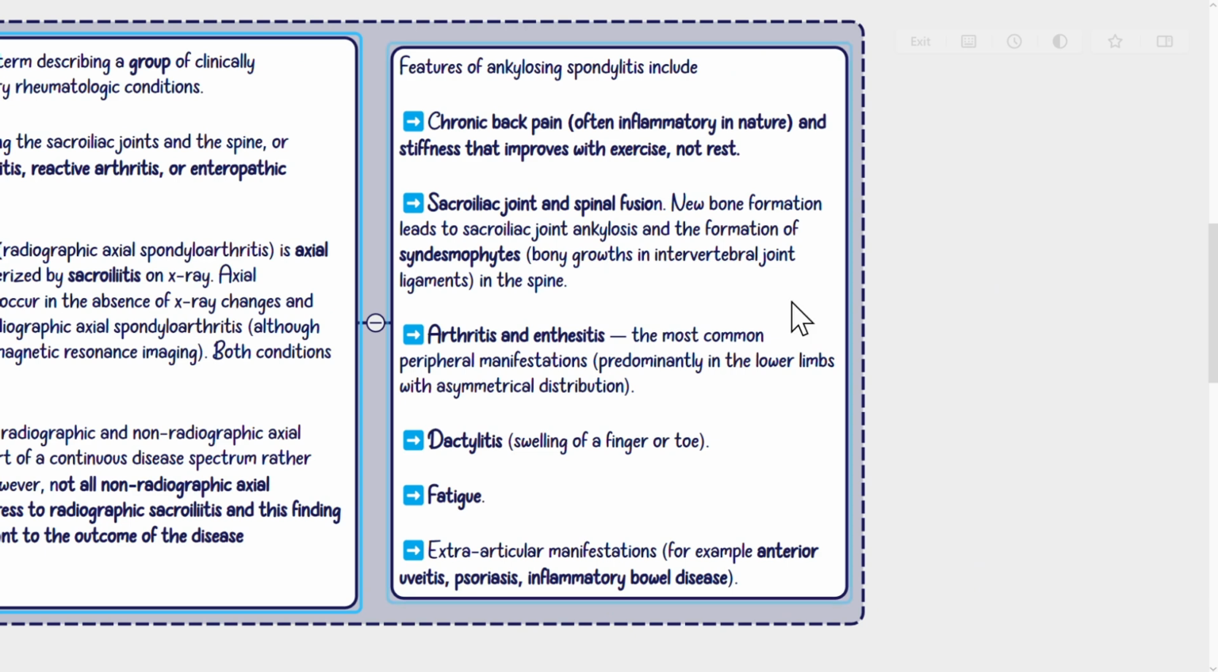Features of ankylosing spondylitis include chronic back pain, often inflammatory in nature, and stiffness that improves with exercise, not rest. Sacroiliac joint and spinal fusion: new bone formation leads to sacroiliac joint ankylosis and the formation of syndesmophytes, bony growths in intervertebral joint ligaments, in the spine. Arthritis and enthesitis, the most common peripheral manifestations, predominantly in the lower limbs with asymmetrical distribution. Dactylitis, swelling of a finger or toe. Fatigue. Extraarticular manifestations, for example anterior uveitis, psoriasis, inflammatory bowel disease.